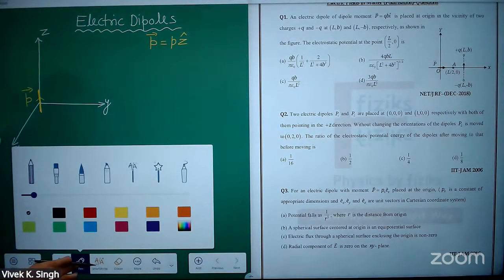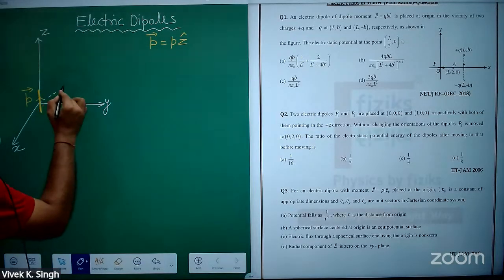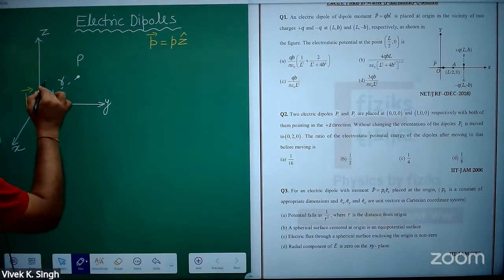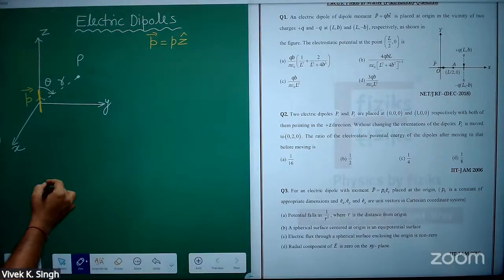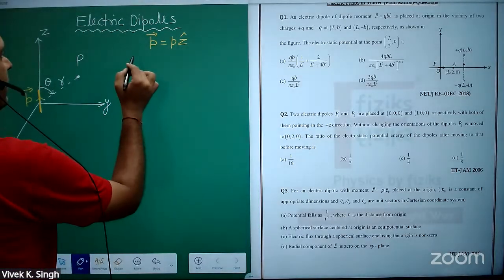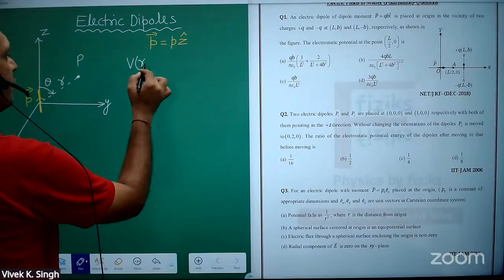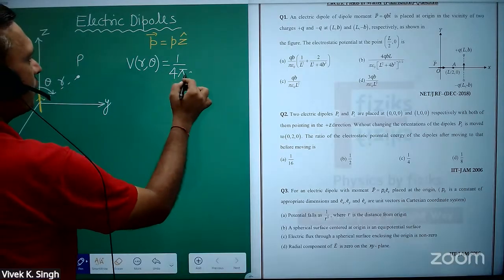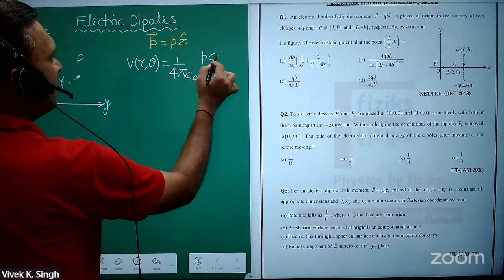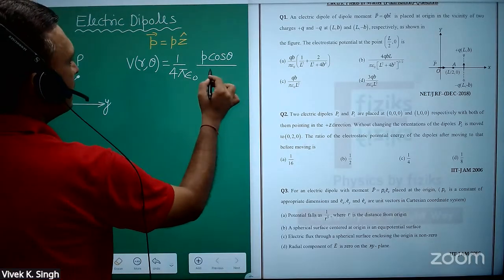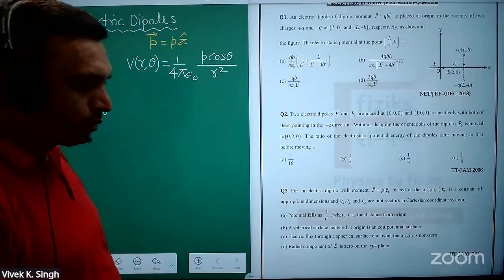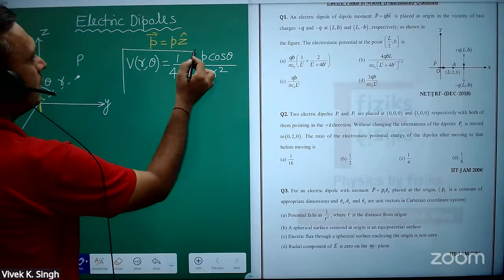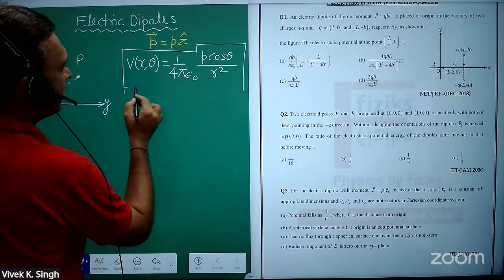And if you have to see what will be the potential and electric field at point P. So that potential is given by V as a function of r, theta, and you have to remember this formula. I'm writing it in spherical polar coordinates: 1 by 4 pi epsilon naught P cos theta by r square. This is the potential due to dipole in spherical symmetry.